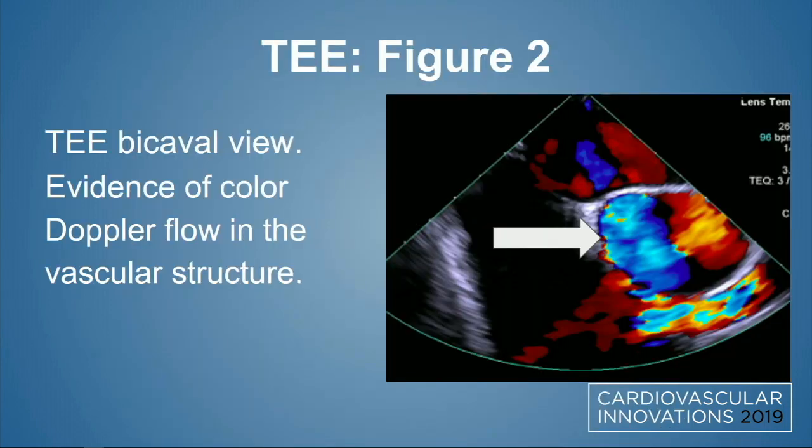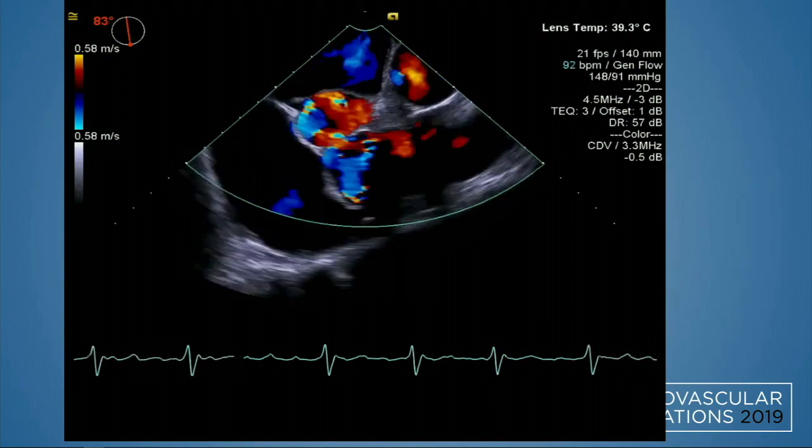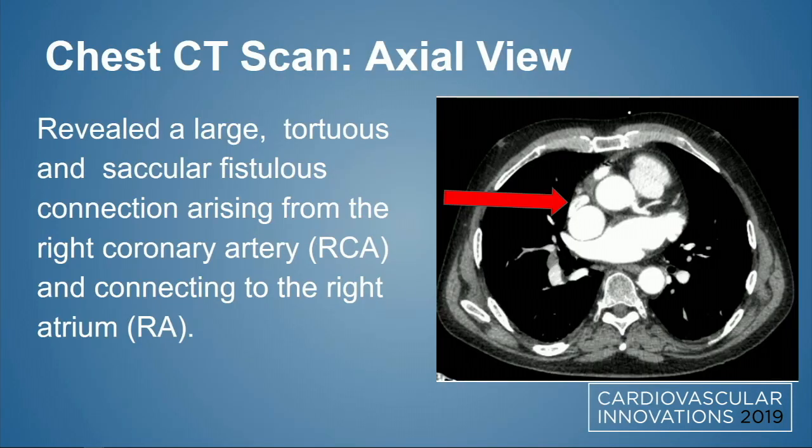More of the view, bicaval view as well, it showed evidence of Doppler flow. As we can see here as well in this clip, there is a flow from the structure to the right atrium. So for that reason, the patient was sent to the ED for further assessment. He underwent CT chest. His CT chest showed right atrial fistula arising from right coronary artery to right atrial fistula.